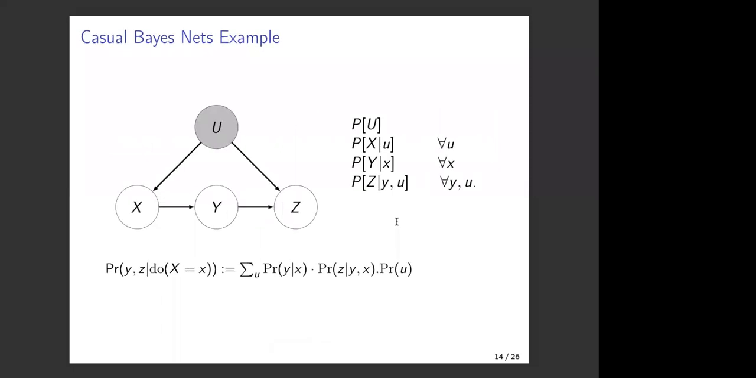So here is an example. We have three variables x, y, z, and those are the observable variables, and U is the hidden variable. And we are given all these probabilities for each of them. That's what is on the right side, and then you can define the probability of y, z, do x to be this particular marginalized factored expression here.